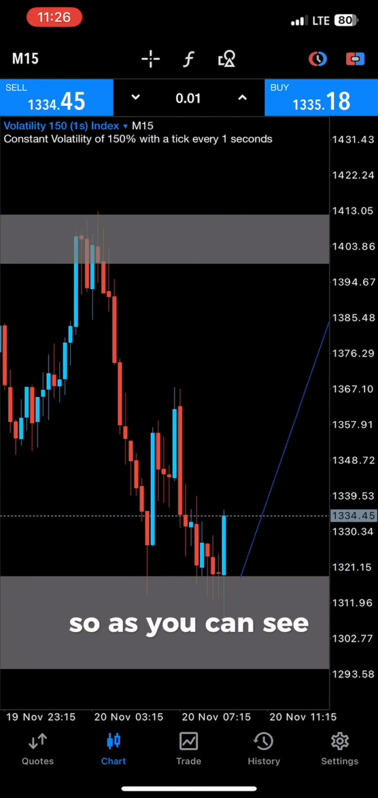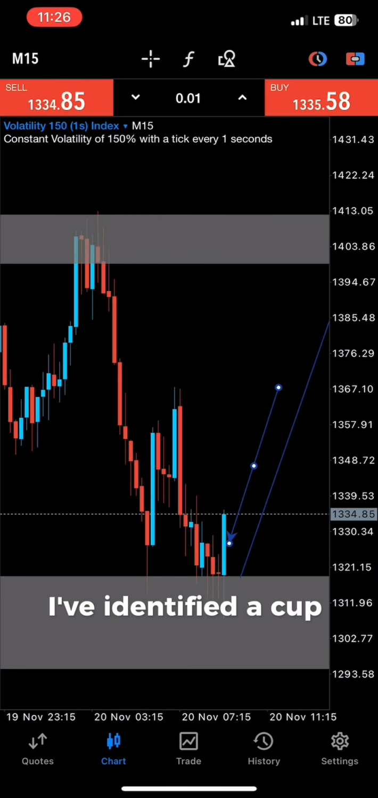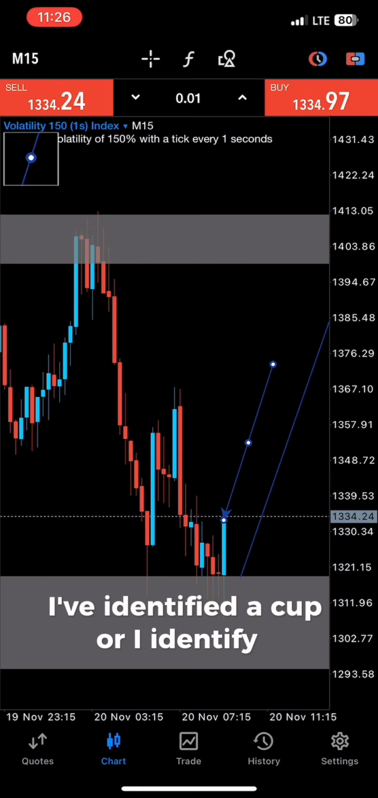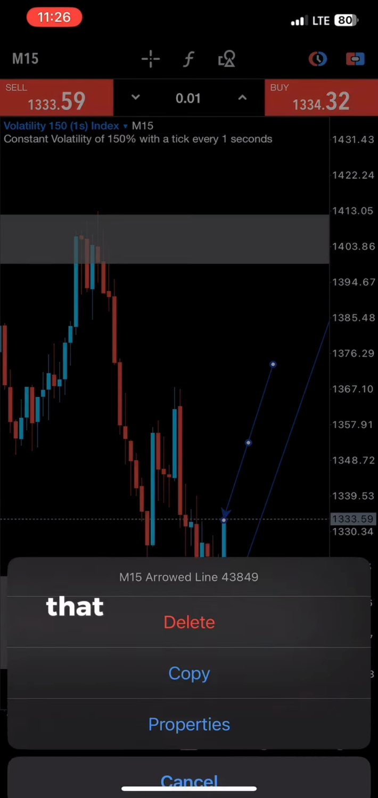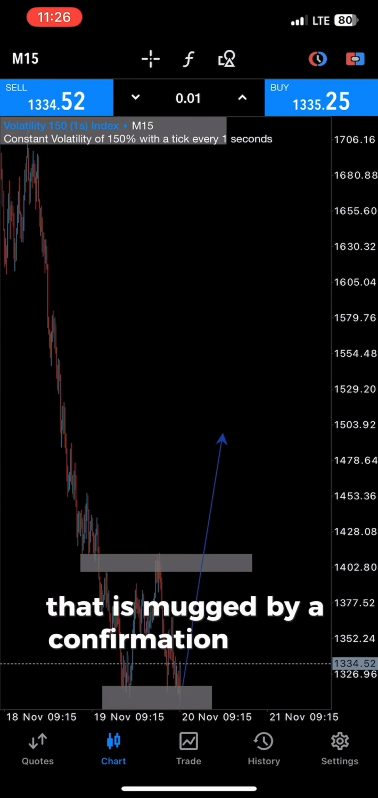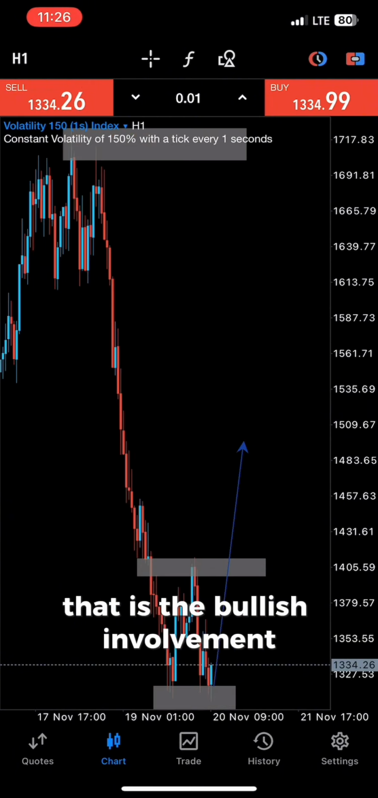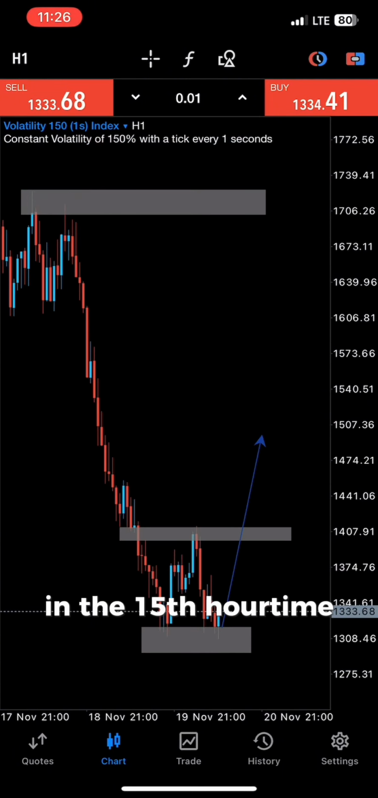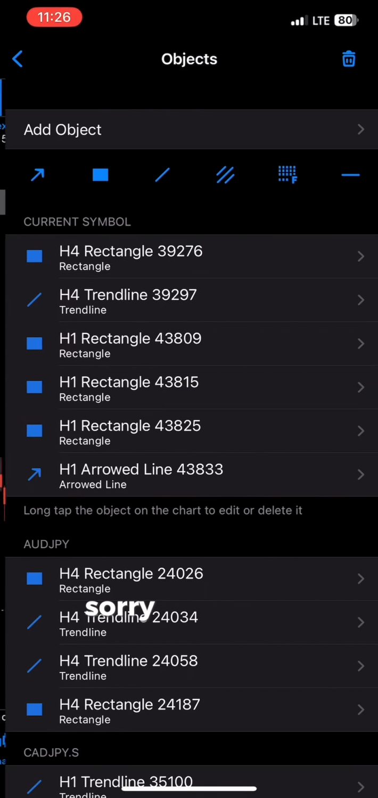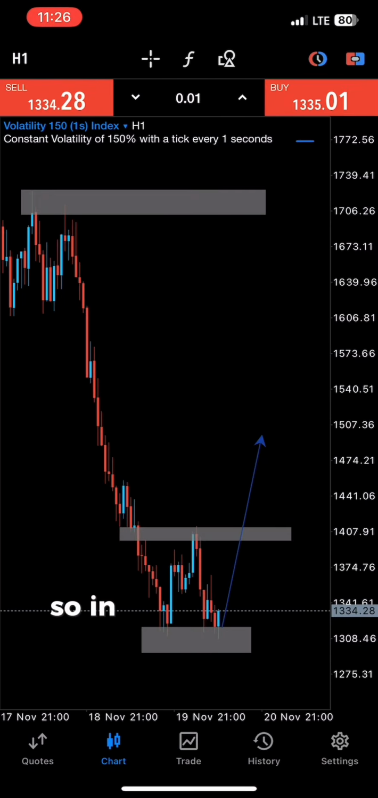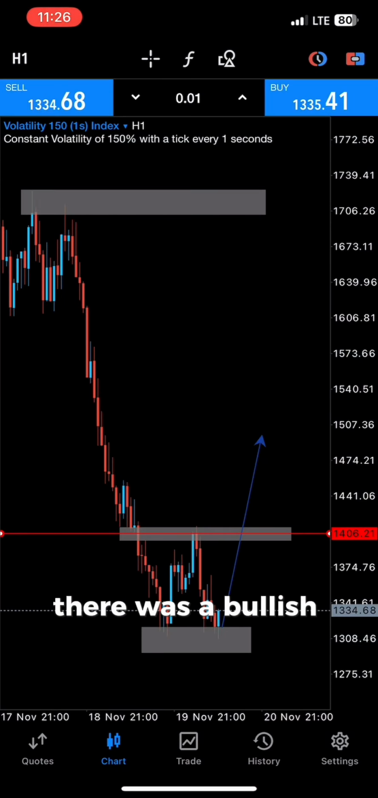As you can see, I've identified a cup, or rather a double bottom, that is marked by a confirmation candle, which is the bullish engulfment, in the 15-minute time frame. So in the 15-minute time frame, there was a bullish engulfment.